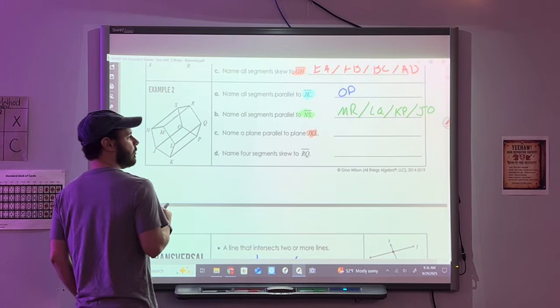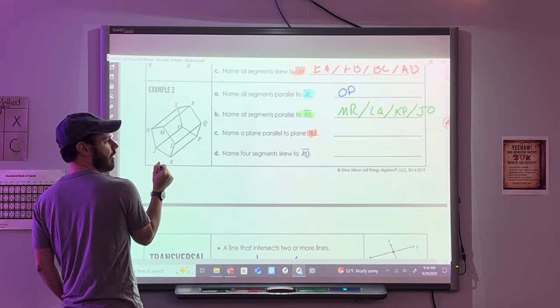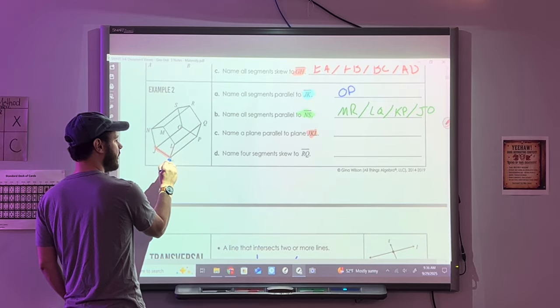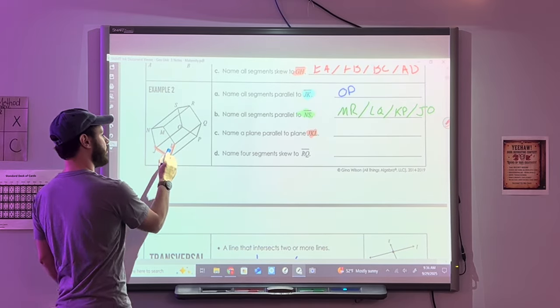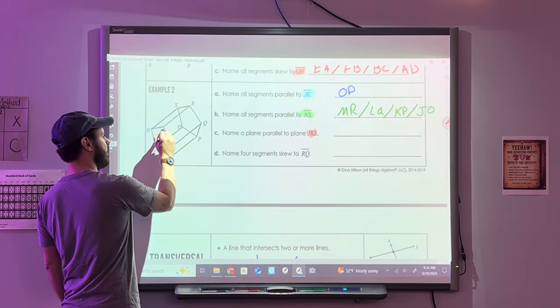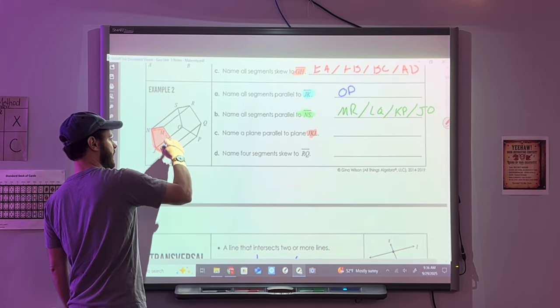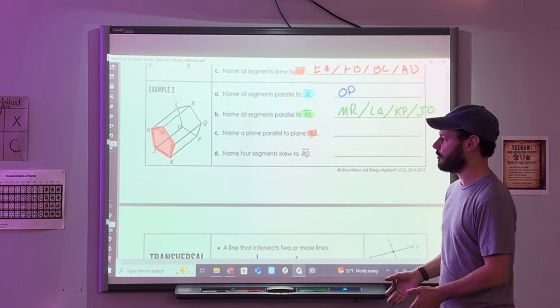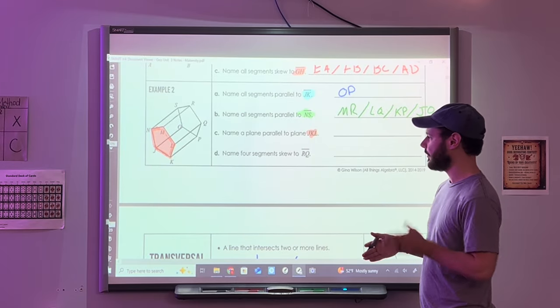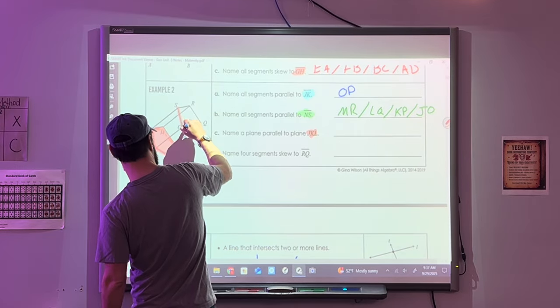Okay, name a plane parallel to JKL. So let's see, what plane is that talking about? J to K to L. It looks like it's the front of this birdhouse. So if I just follow tracing that shape, I'm talking about this plane here. So I'm looking for the plane that goes in the same direction. Well, if that's the front of it, it's gonna be the back of it. So this plane back here.